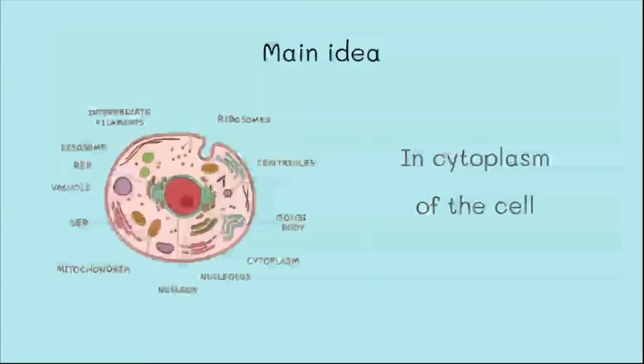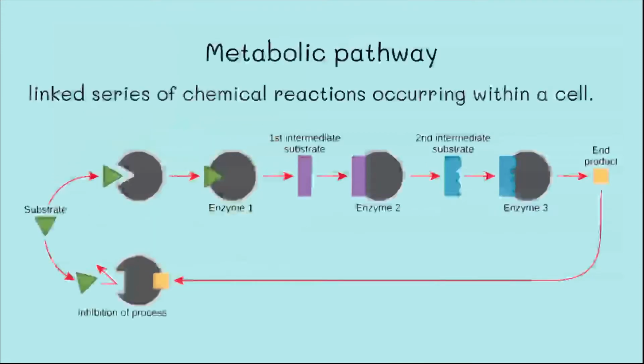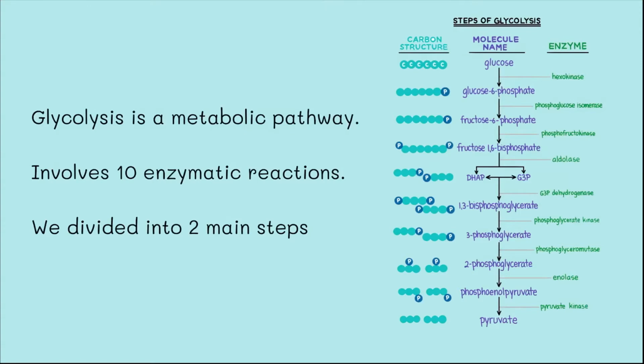Glycolysis. Glycolysis occurs in the cytoplasm of the cell, which is the liquid part of the cell. It is a metabolic pathway. A metabolic pathway is a linked series of chemical reactions occurring in a cell. The product of the previous reaction will become a substrate for the next reaction. Glycolysis involves 10 enzymatic reactions. It divides into two main phases, which are the energy investment phase and the energy harvesting phase.